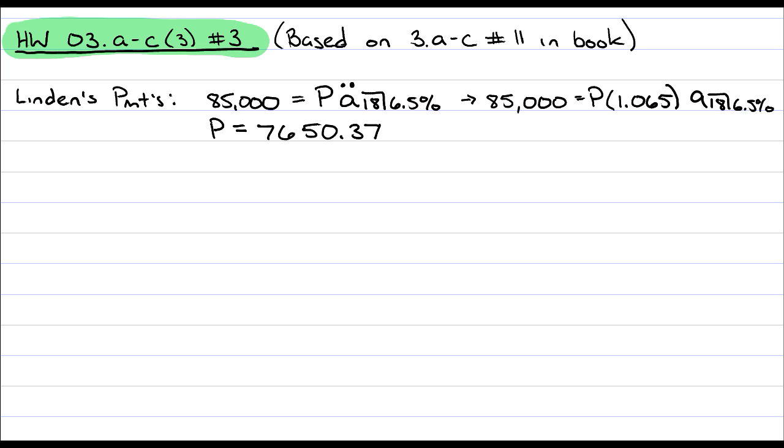So basically, Lyndon is going to elect to receive 18 payments in this amount. If you notice, that actually totals up to more than 85,000, but that makes sense because he's basically earning 6.5% on whatever hasn't been paid out to him at any given moment.